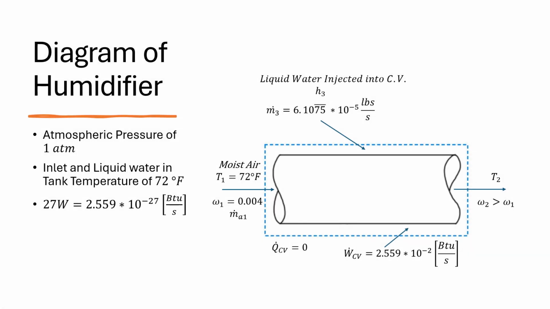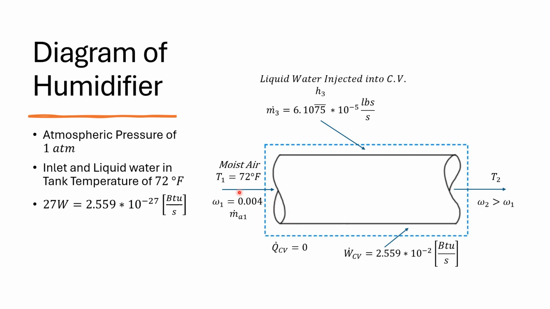So here's a simplified version of a humidifier diagram. One thing to note is that the atmospheric pressure throughout the whole analysis will be considered 1 atmosphere. We also want the inlet and the liquid water in the tank temperature to be about 72 degrees, which is room temp, which is what I keep my house at in April. Here we also wanted to convert watts into BTUs per second, so this is the value here.